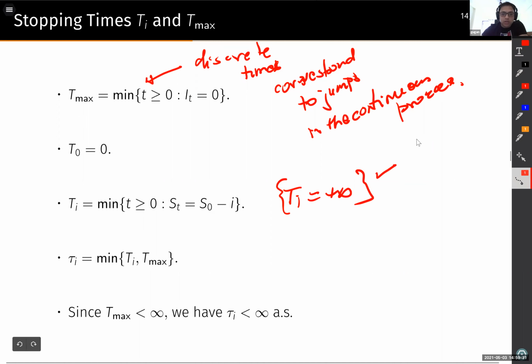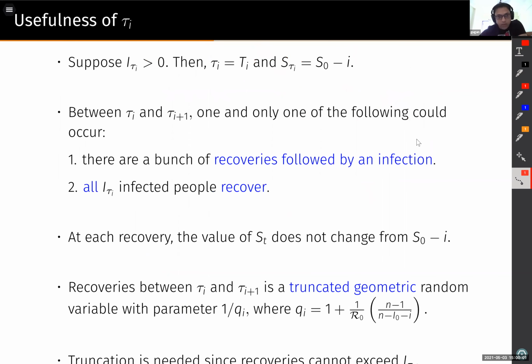To avoid dealing with this scenario, we define an alternative stopping time, which is the minimum of T_i and T_max. Since we are working with a finite population, where n can be whatever we want, T_max will always be finite. Because of this, one can see that tau_i is less than infinity almost surely. Now the question one can ask is, we have defined these stopping times, so what's so good about them, and how can we use them?